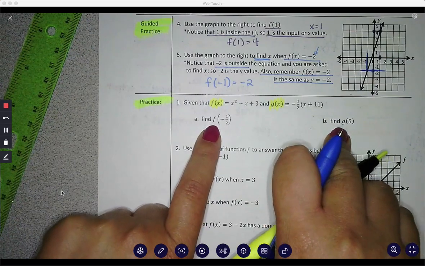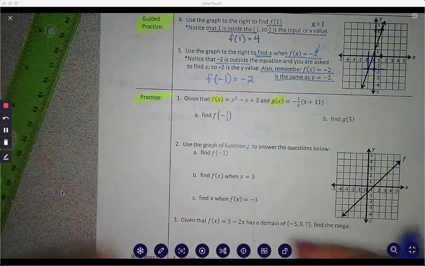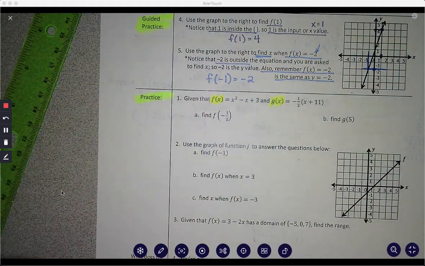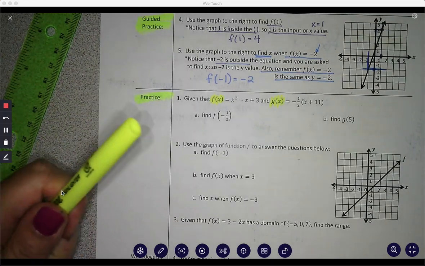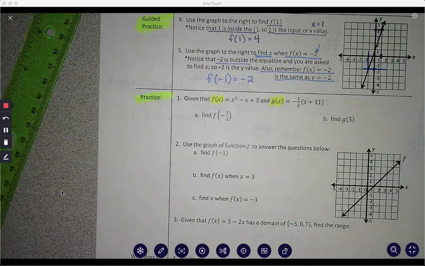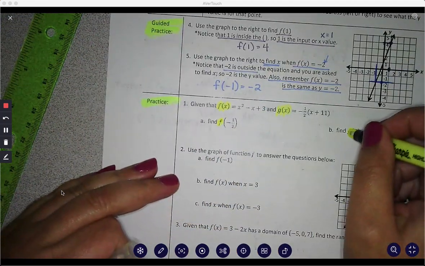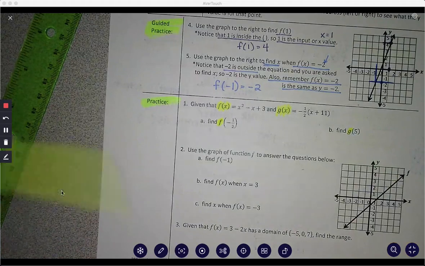Last year a lot of kids were just plugging things in wherever they wanted to. You cannot do that on your tests. You cannot do that on the EOC. You need to be very specific and conscious about which equations you're plugging into. Notice part A says F and part B says G.